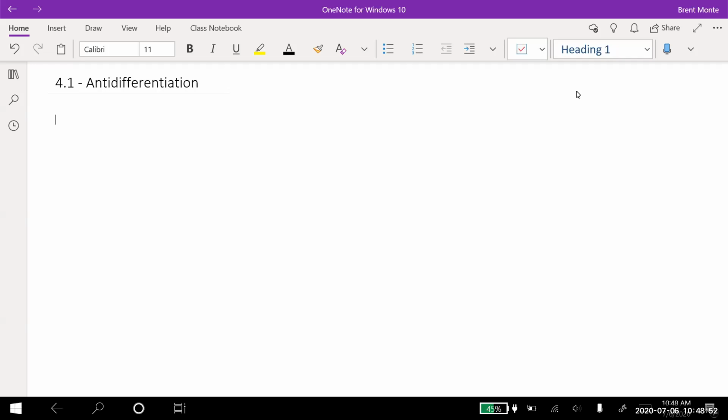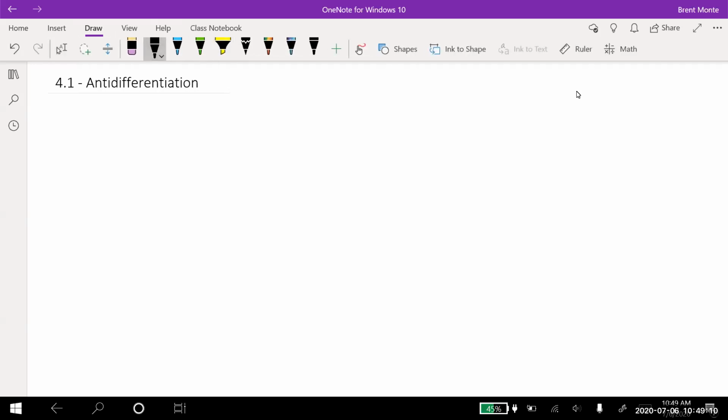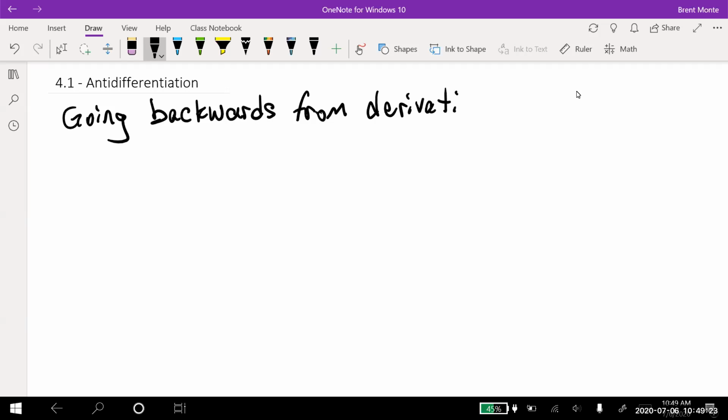We are jumping into Chapter 4 today. Now, Chapter 4 is a little interesting because we've been doing a lot with derivatives. Now we're going backwards from derivatives. So we will have the rate of change of the function. We need to find the original function that it came from. So let's just jot down that we are, in fact, going backwards from derivatives. So we are finding antiderivatives.